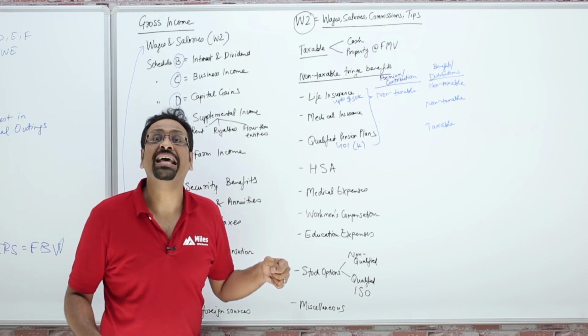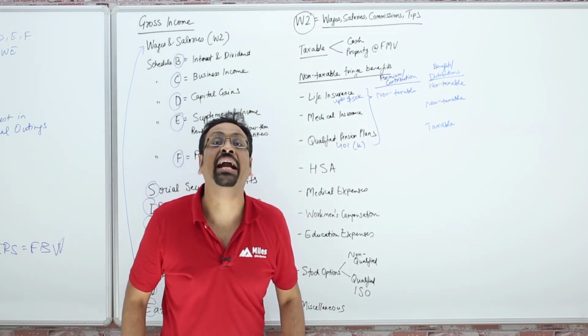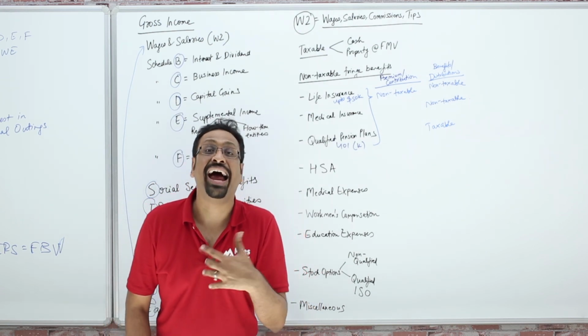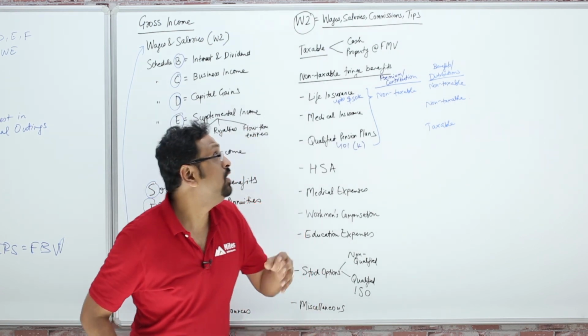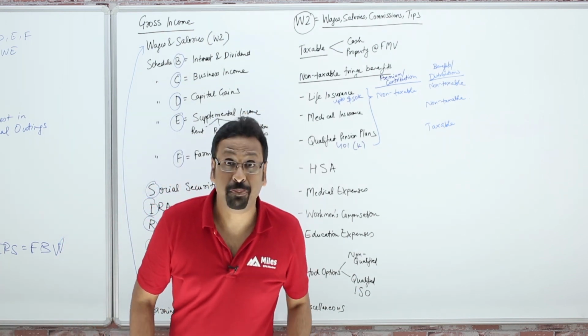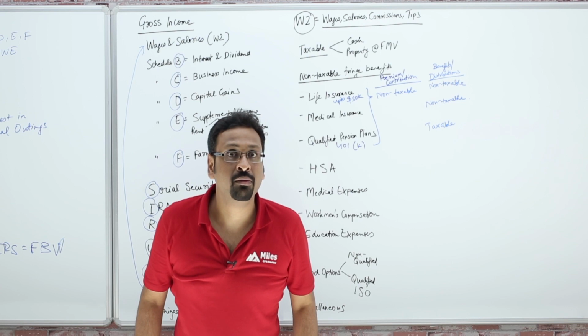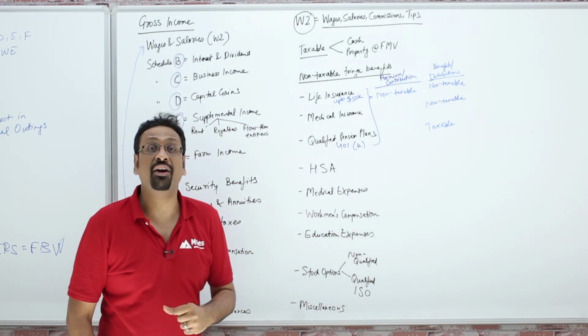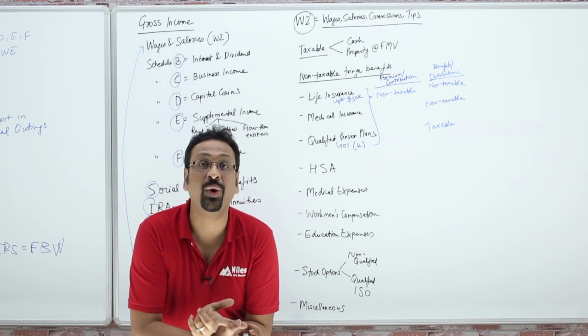The employer is taking care of your learning and development. Listen, the employer is paying for your undergrad or grad education. That's a non-taxable fringe benefit. But if the employer is paying for your CPA review course, let's say at Mike's, that's taxable. So it's going to be non-taxable if it's undergrad or graduate education.